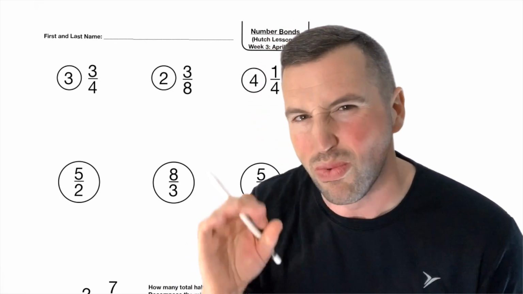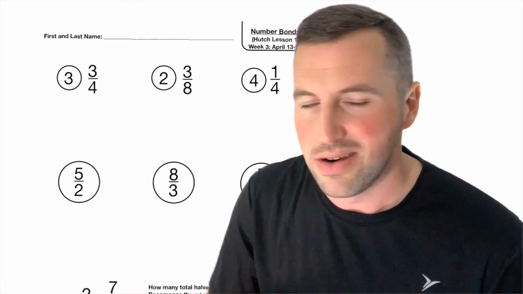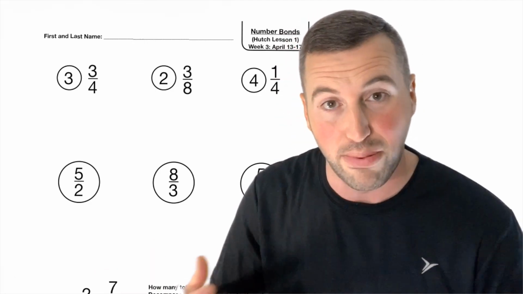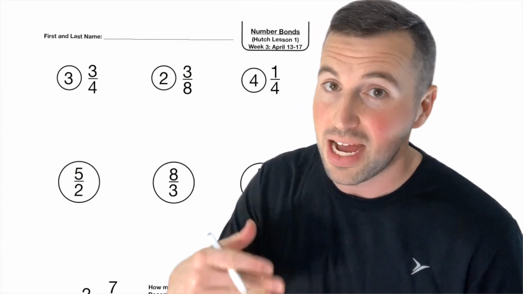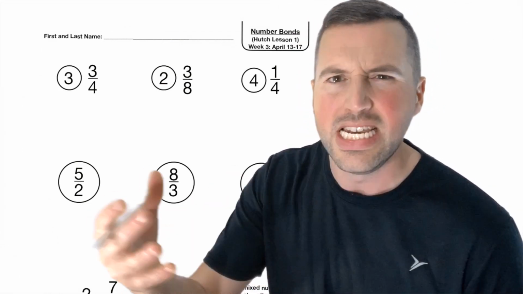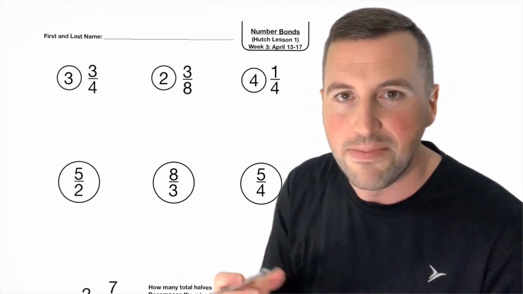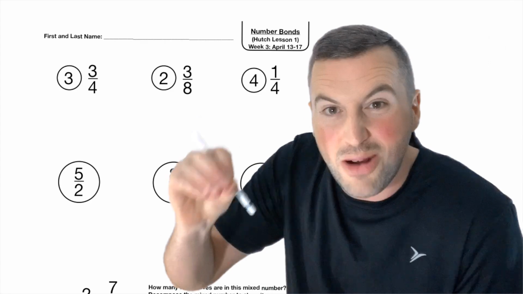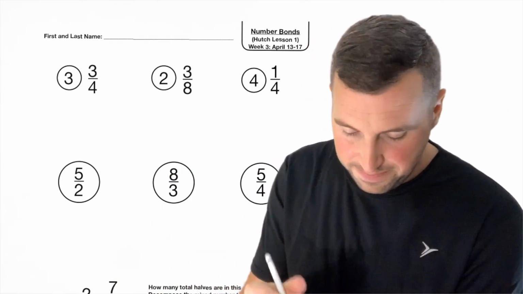I need you to be really strong with understanding, oh, I know what that whole is. Oh, I know what that fraction is if I break it down. If you can really understand that, then you'll have a really good concept of how fractions work and manipulating them and things like that. So these are called number bonds because it's one number bonded almost like molecules. You'll see they sort of look like that.